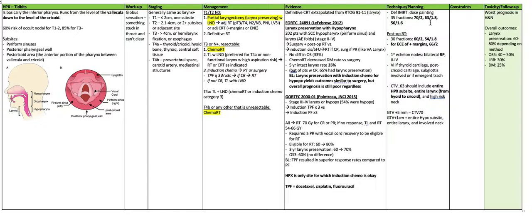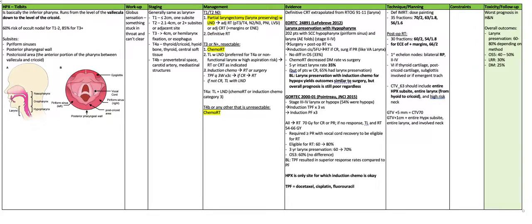CTV 63, which is your mid-range dose, should include the entire hypopharynx subsite, the entire larynx from the hyoid to the cricoid, and high-risk neck. GTV plus 5 millimeters is CTV 70. GTV plus 1 centimeter plus the entire hypopharynx subsite, the entire larynx, and the involved neck would be your mid-range dose.